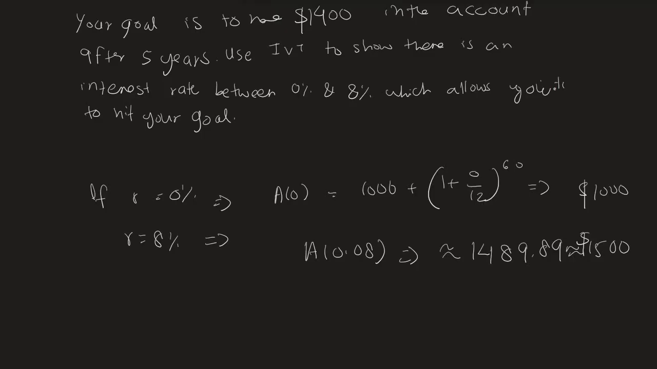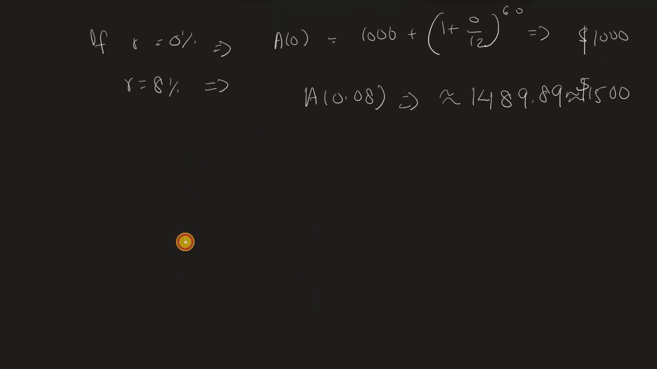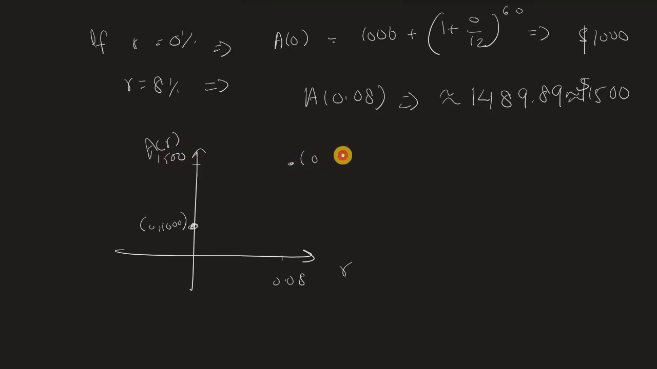Now let's try to draw it on the graph. If we graph this, we get 0 and 1000 for R, because this is our R and this is A of R. This is our first point, and our second point is 0.08 and 1500. Let's say this is 1500, so this is 0.08 and 1500. Let's say we get something like this. So this is what we get.